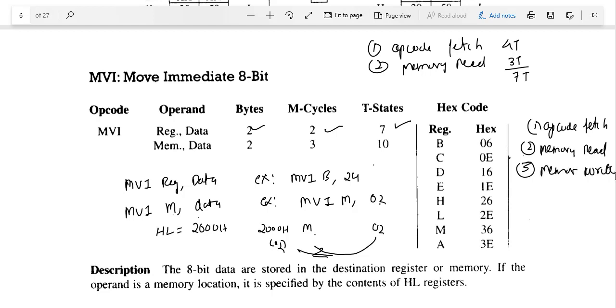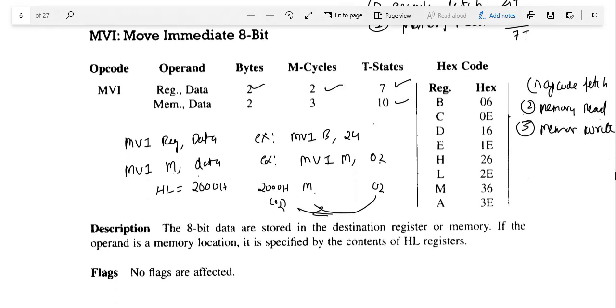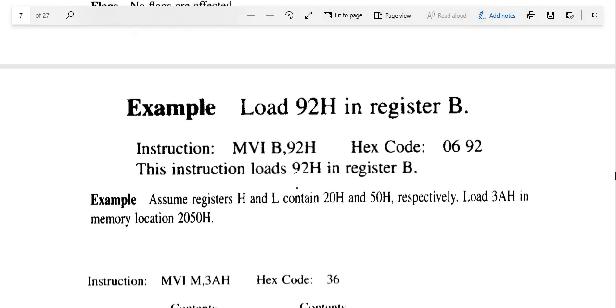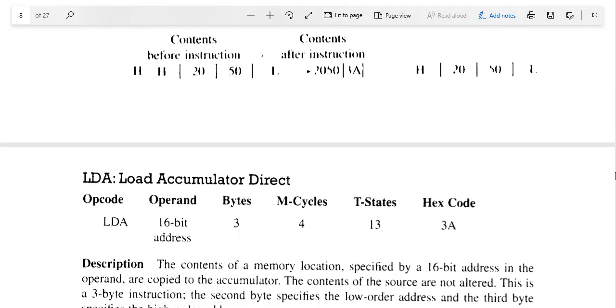This is a very good trick that I discussed with you, and you can apply this trick to any instruction, and you can find the corresponding machine cycles as well as T states. So in this case, we have 4 for opcode fetch, 3 for memory read, 3 for memory write. So it has 10 T states. Now, these are the examples that are already given.